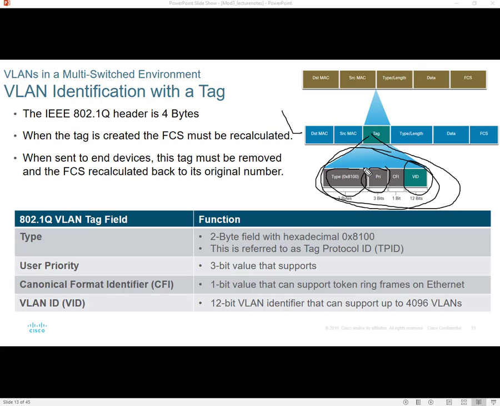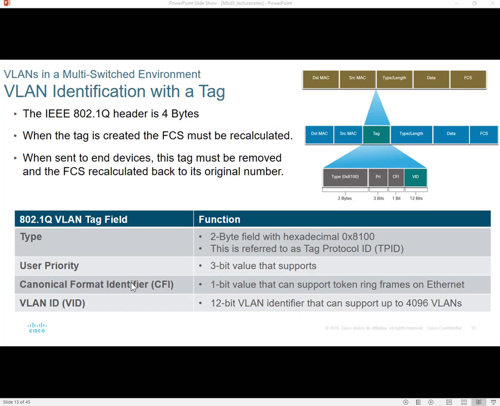PRI tells it the user priority of that VLAN tag field. The first field is the type field, sometimes referred to as the tag protocol ID or TPID, and then you have the canonical format identifier. This is just for supporting token ring frames on Ethernet. And then you have the VLAN ID, which is an important part of what we are trying to understand here. This VLAN ID helps the switch know where to forward every frame based on the VLAN.